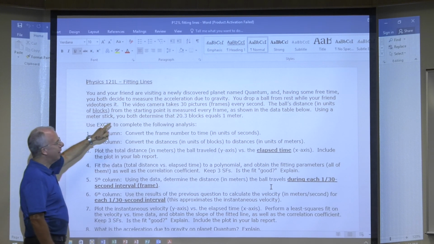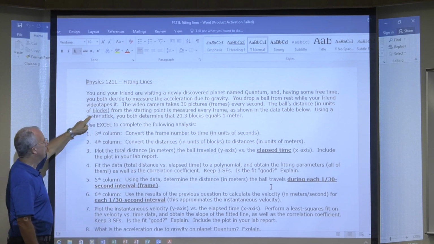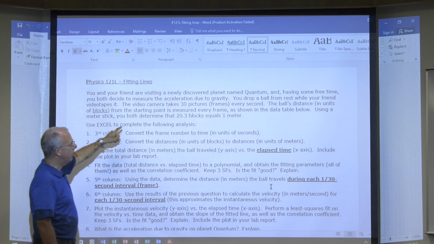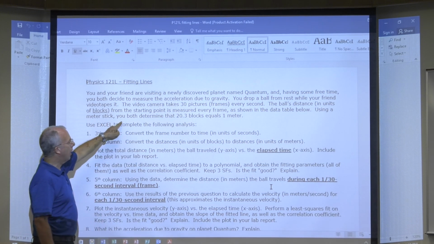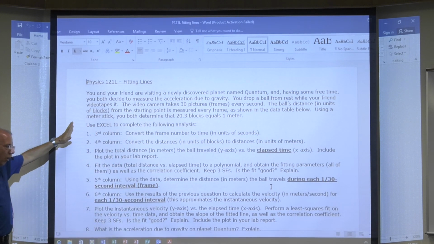The video camera takes, guess what, 30 frames per second. The ball's distance in units of blocks from the starting point is measured every frame, as shown in the data table below. Using a meter stick, you figure out that 20.3 blocks equals a meter. So then you just have to do a whole bunch of analysis.